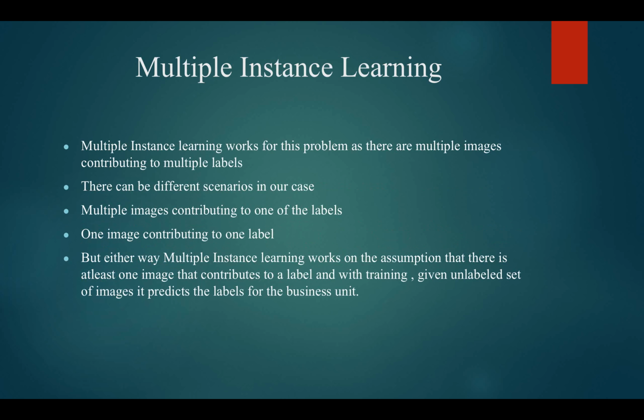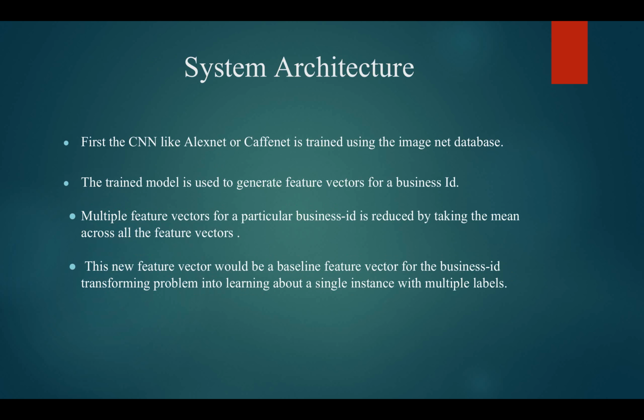So we are using the multiple instance learning approach. Multiple instance learning works for this problem as there are multiple images contributing to multiple labels. Different scenarios can be discussed in this case: multiple images contributing to one label, one image contributing to one label, and one image contributing to multiple labels. So keeping all these factors in mind, I chose to work on a pre-trained CNN.